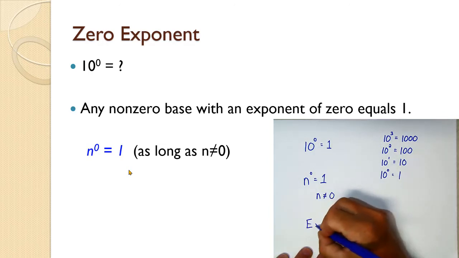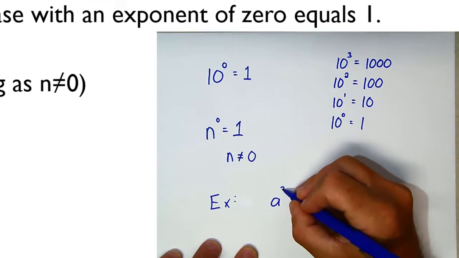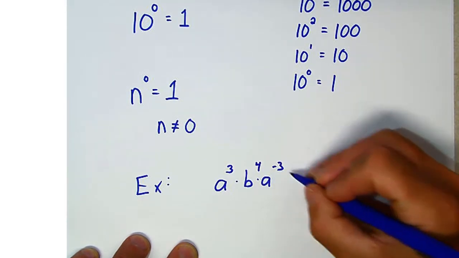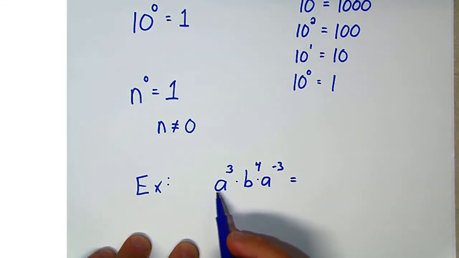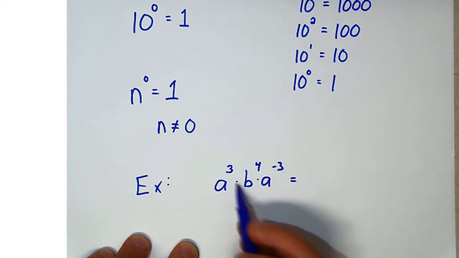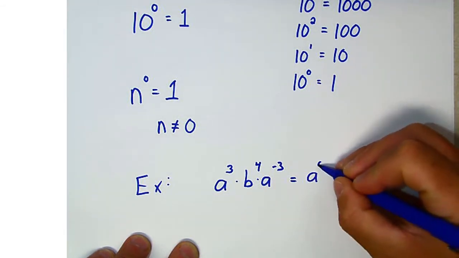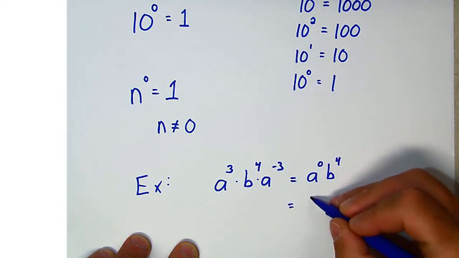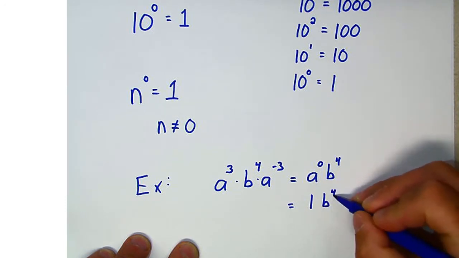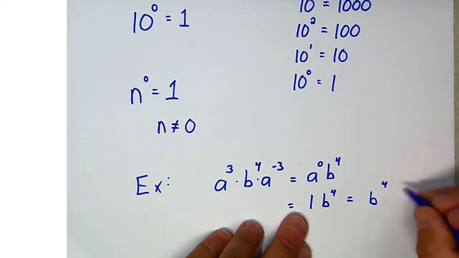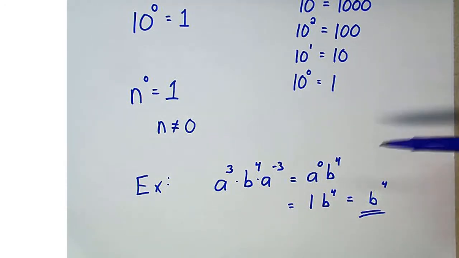So a simple example of that: if you're asked to simplify a to the third times b to the fourth times a to the negative third, well, we can combine the exponents on the a's. We have a to the third and a to the negative third, as we saw earlier. We could add those exponents together, and that gives us a to the 0 power, b to the fourth. But the a to the 0th power is just the same as 1, so 1 times b to the fourth. And so those a's basically cancel each other out, and that leaves us with just b to the fourth. The key here being that a to the 0th power can be replaced by a factor of 1.